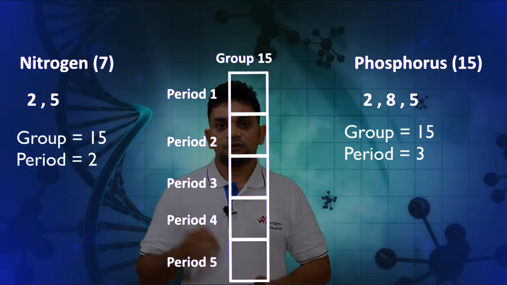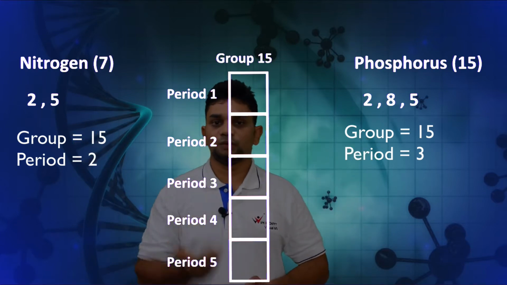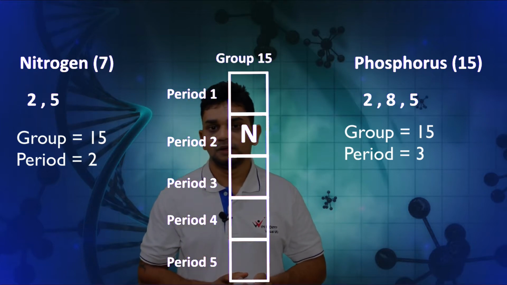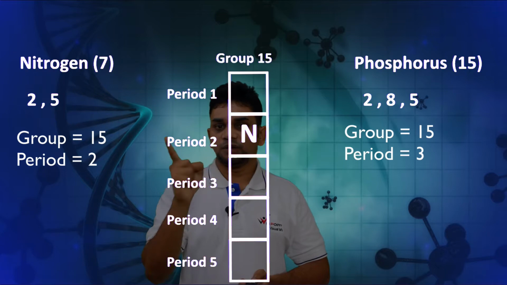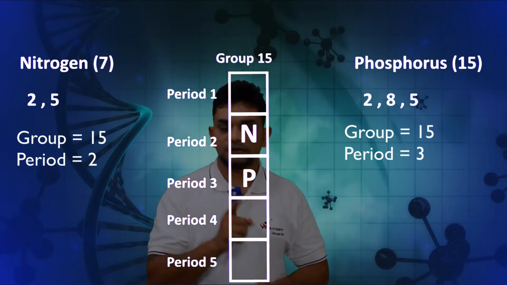The period number of nitrogen is 2. The period number of phosphorus is 3. What will be the position of these elements in the periodic table? In group 15, period 2, this is the position of nitrogen. Period number 3, this is the position of phosphorus.